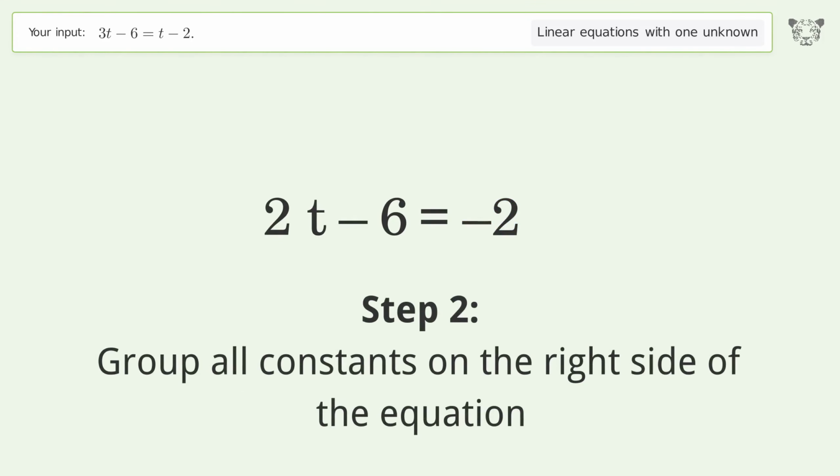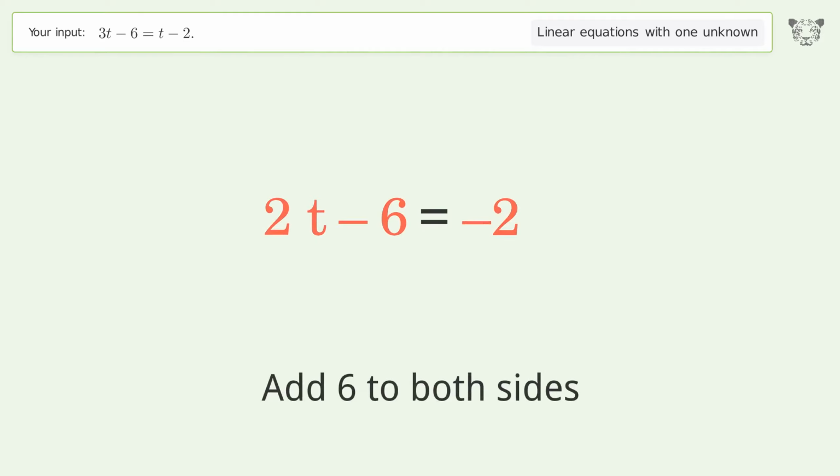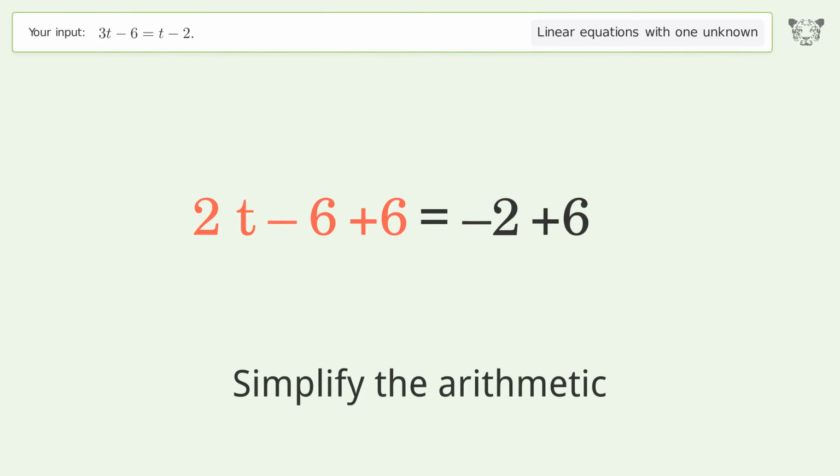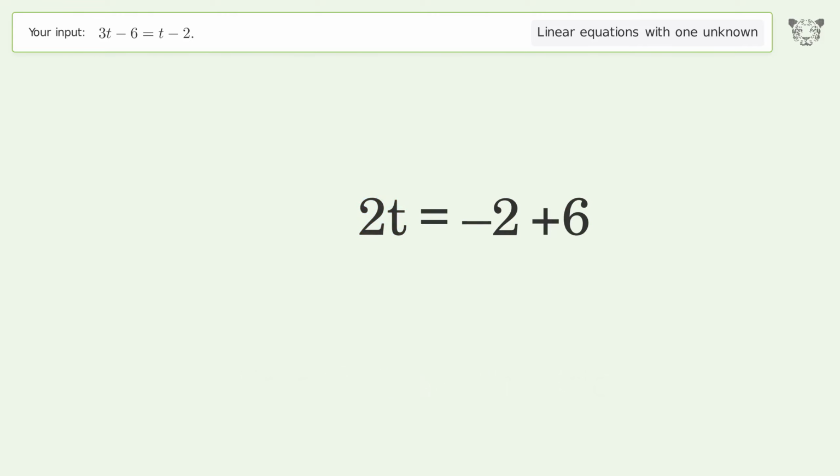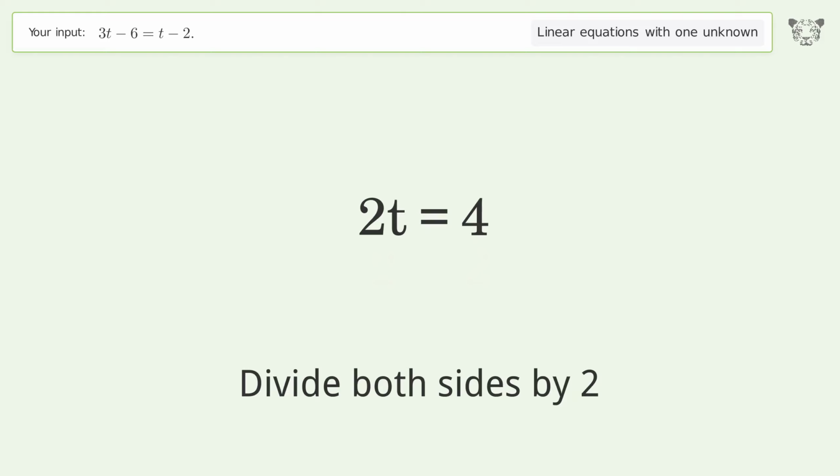Group all constants on the right side of the equation. Add 6 to both sides. Simplify the arithmetic. Isolate the t. Divide both sides by 2.